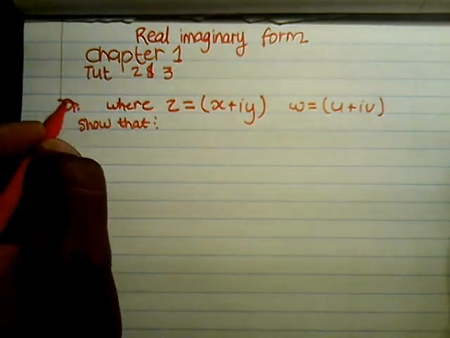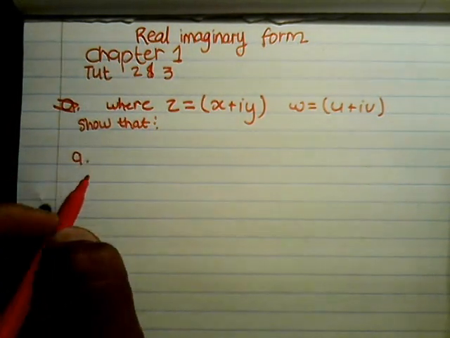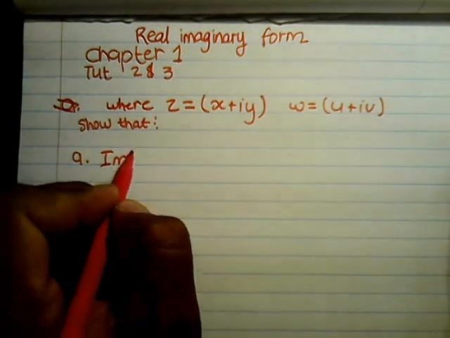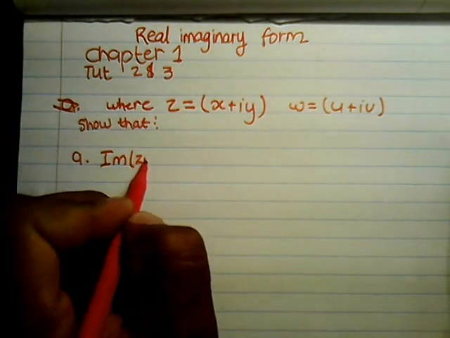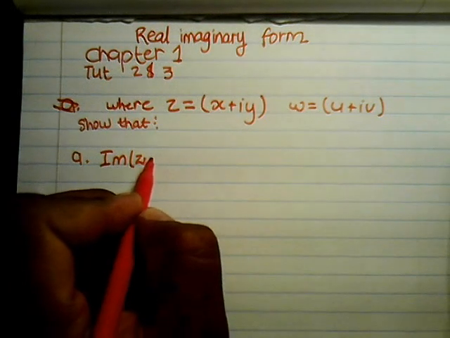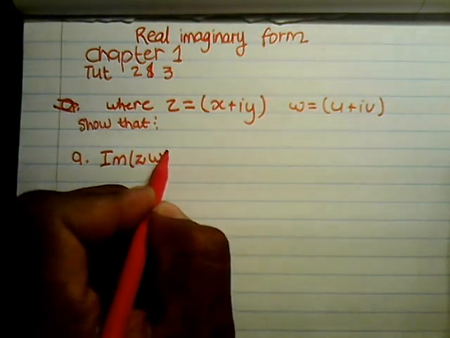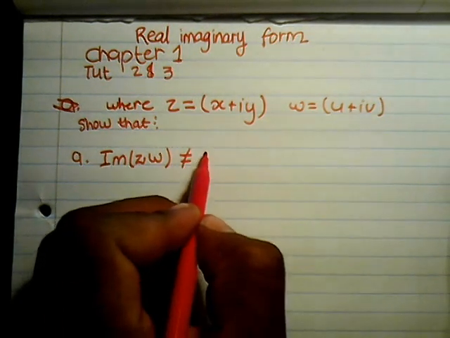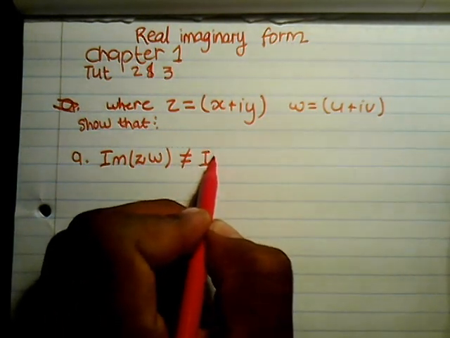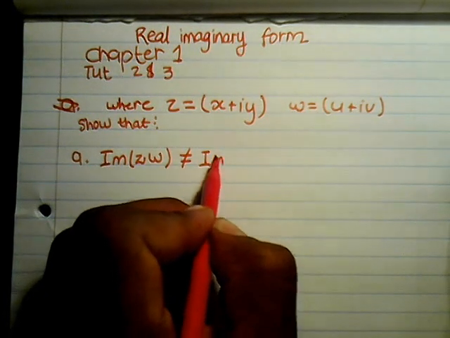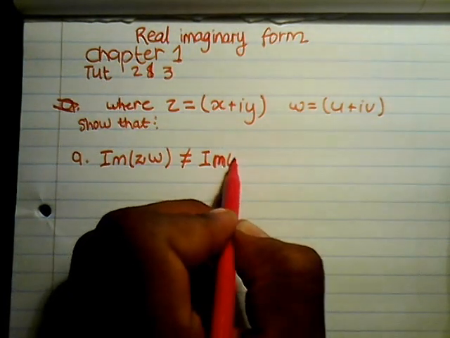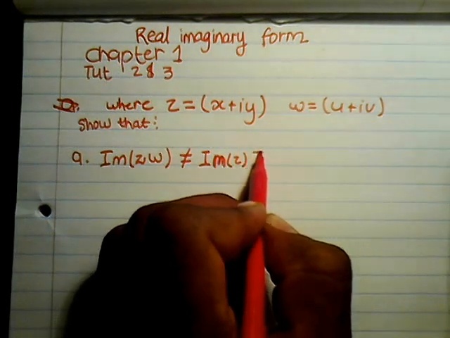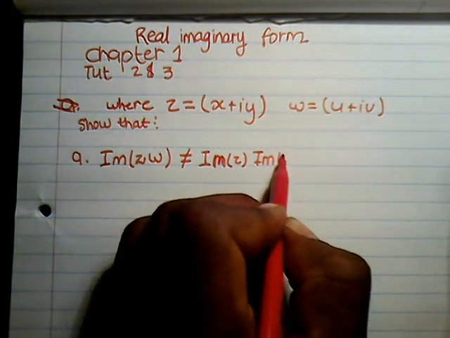we are told to show that the imaginary part of the product of the two complex numbers zw does not equal the product of the imaginary part of z and the imaginary part of w.